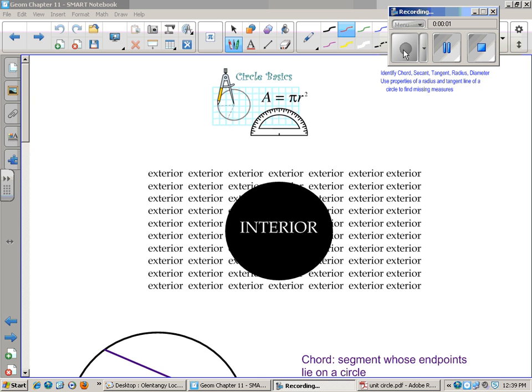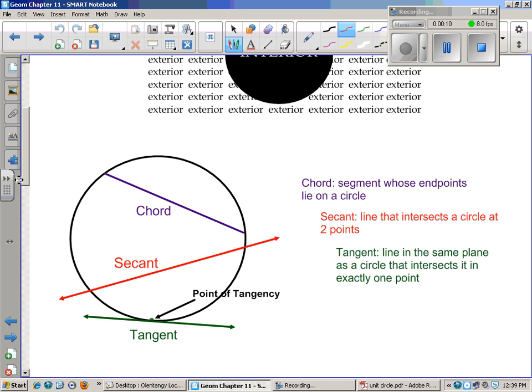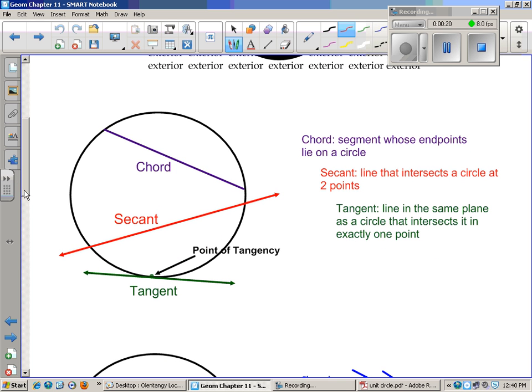Outside, inside, on, which is on the actual line that makes a circle. All right, so there are three kinds of lines or segments that interact with a circle. The first one's called a chord, and a chord actually has its endpoints on the circle. It doesn't go outside it, doesn't stop before it gets to the edge. Its two endpoints are on the circle.